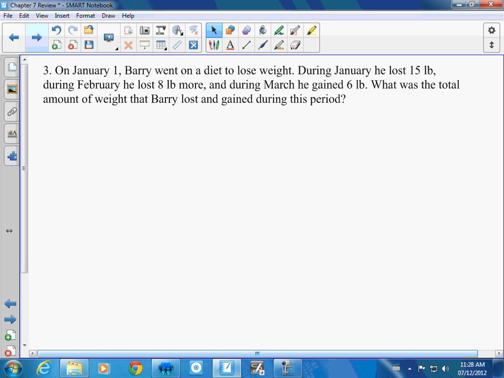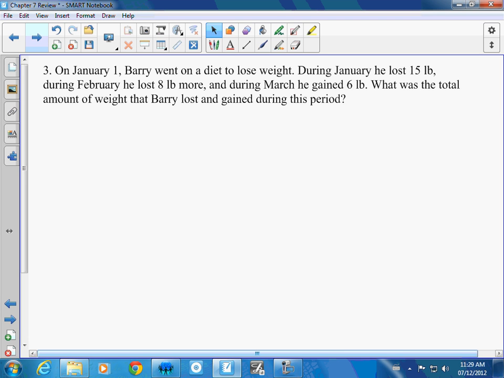Barry! Good old Barry! Barry went on a diet to lose weight. During January, he lost 15 pounds. Okay. 1 month. That's a lot of pounds. Really a lot. Then in February, he lost 8 pounds more. During March, he gained some back. What was the final amount of weight that Barry lost and gained during this period?